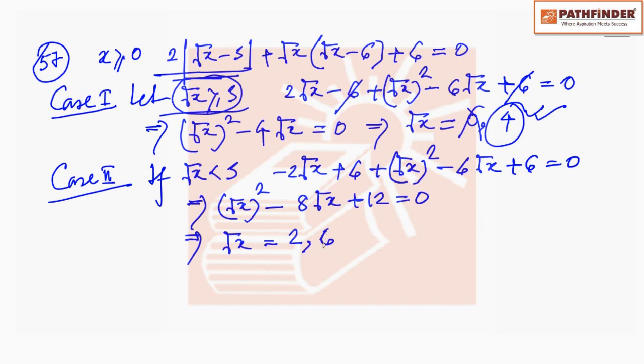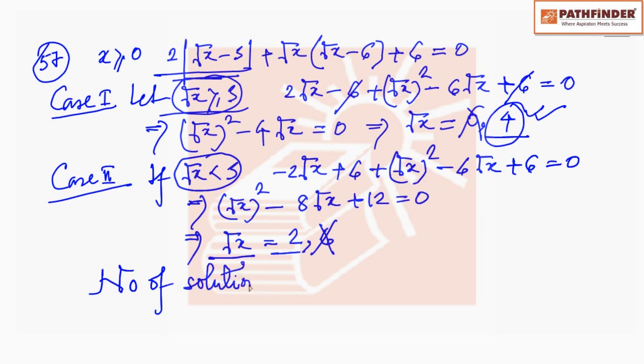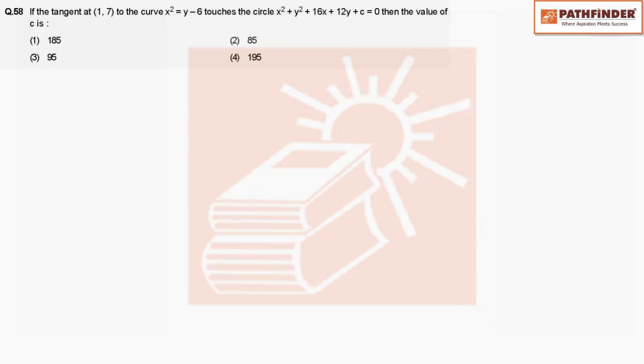But in this case 6 will be rejected because we assumed that root x is less than 3. So root x will be 2 and root x will be 4. So number of solutions are 2. Hence the answer is option 2. Now we do question number 58.